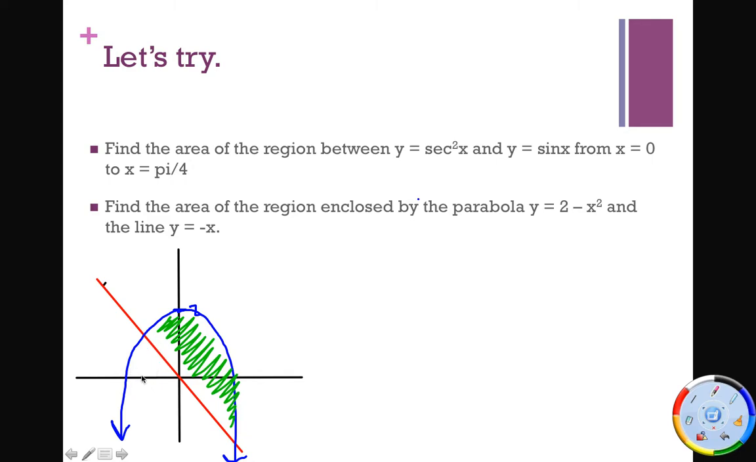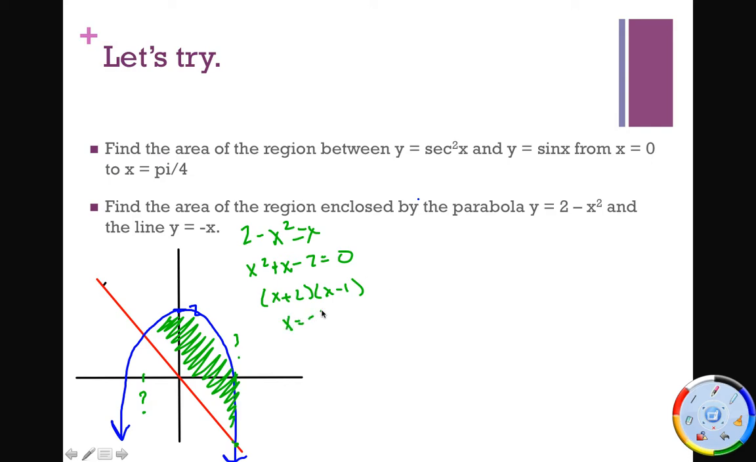Well, that means I need to know what value is this and what value is this. Where do they intersect? Intersection is pretty simple. We could do it algebraically. We could do it graphically. Just because it's right here, let's just do it algebraically. All we want to know is when the two functions are equal. So we go 2 minus x squared equals x. That means x squared minus x minus 2 equals 0. Oops, sorry, x squared plus x minus 2. So we get x plus 2 and x minus 1.